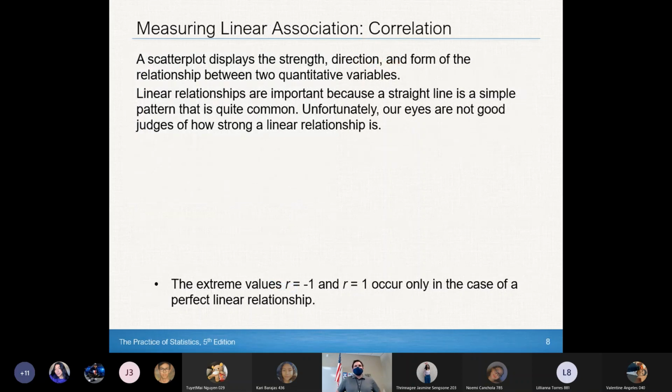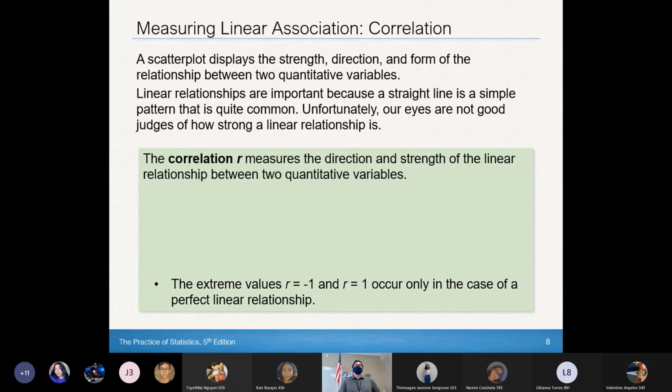And so that brings us to measuring linear association, which is correlation. A scatter plot displays the strength, direction, and form of the relationship between two quantitative variables. Linear relationships are important because a straight line is a simple pattern that is quite common. Unfortunately, our eyes are not good judges of how strong a linear relationship is. The correlation R measures the direction and strength of the linear relationship between two quantitative variables. So we have a new statistic here, and that is R.